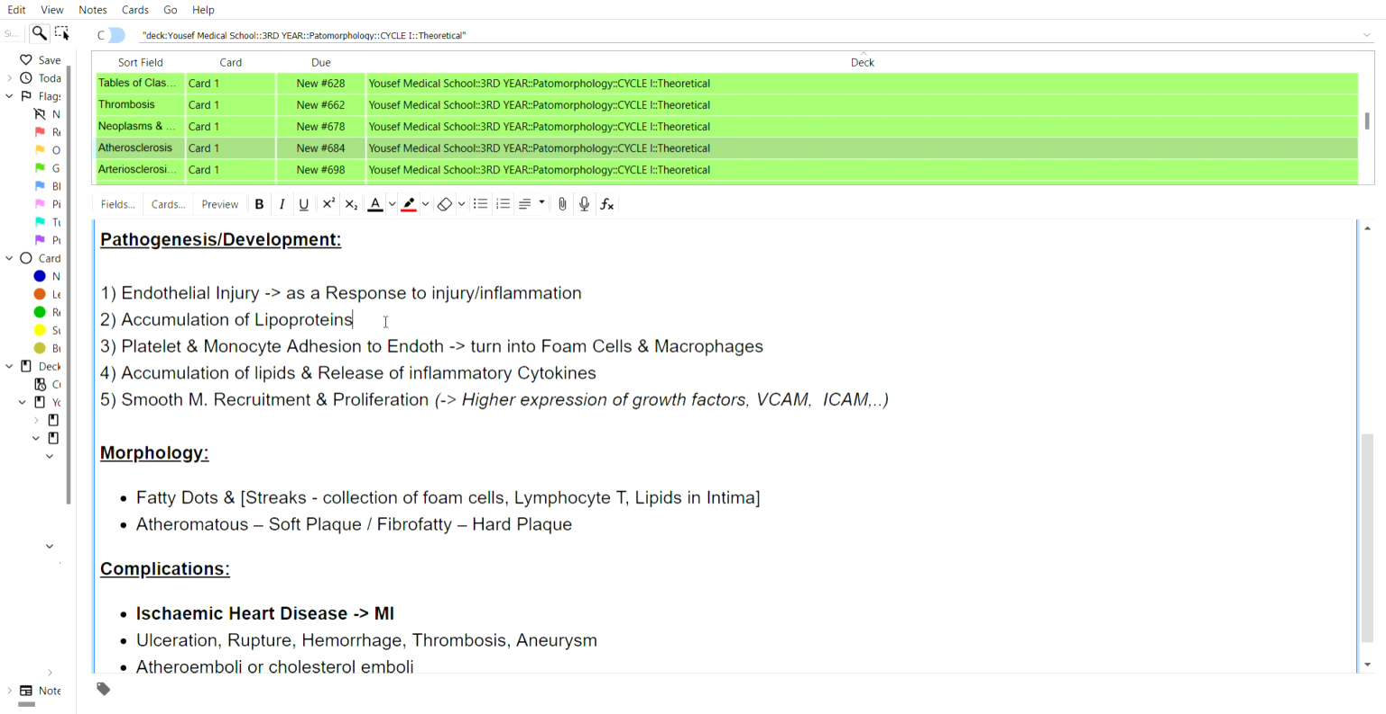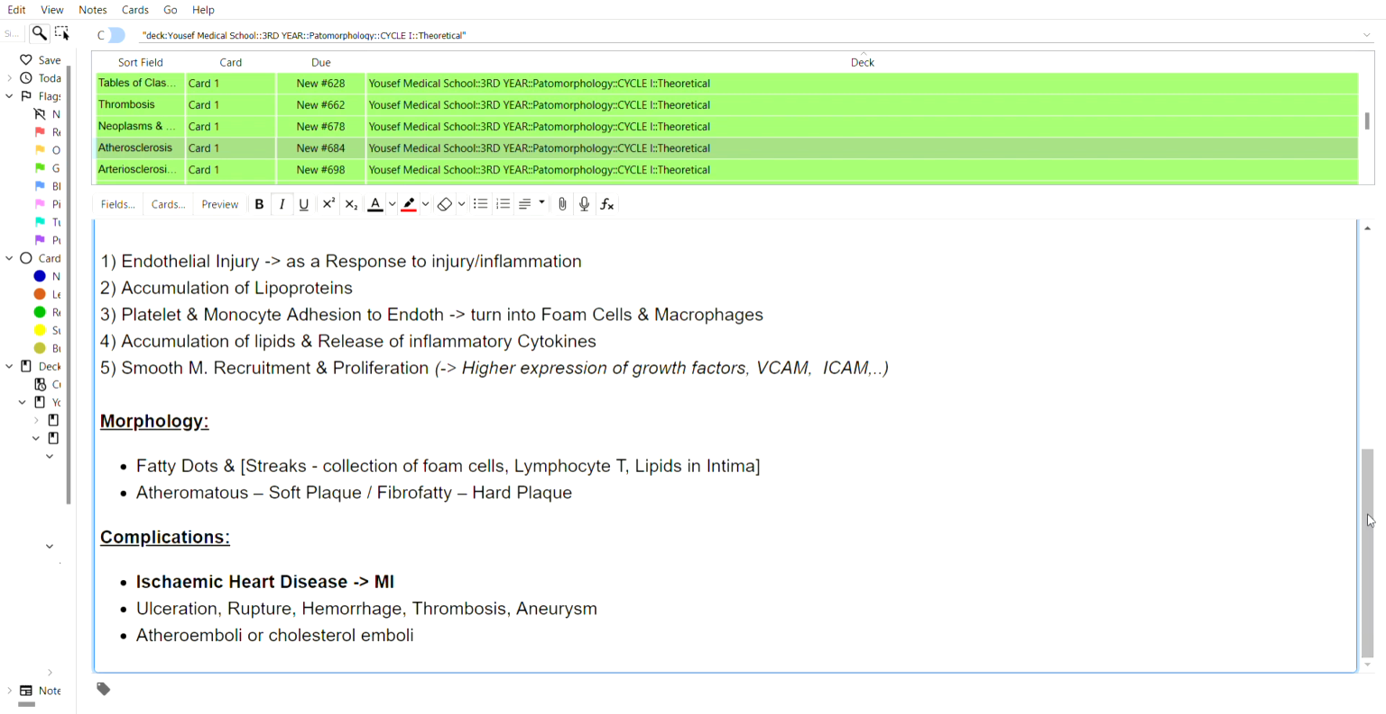We then, after that, see the accumulation of lipids and the release of inflammatory cytokines, which moves the whole step further and further until we see smooth muscle recruitment and their proliferation, and that is obviously followed by higher expression of growth factors, VCAM and ICAM, which speed up the whole process until we eventually have this atheroma in the intima of the vessel wall.